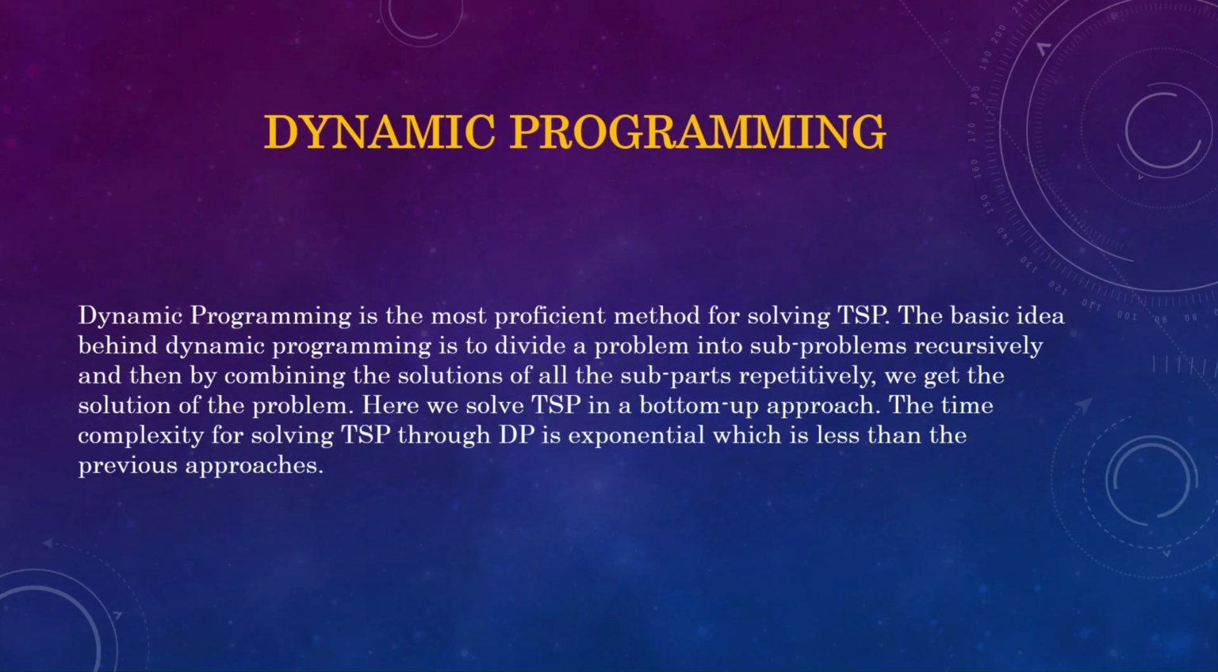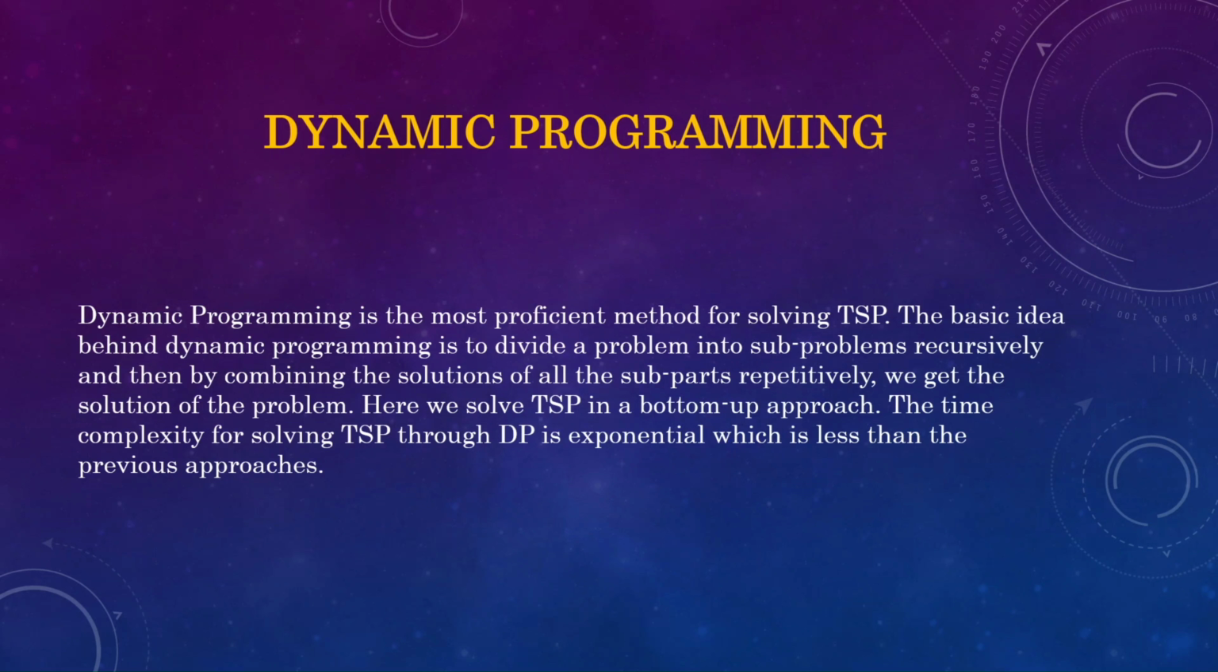The third and last approach for our project is the use of dynamic programming. It is the most effective approach to resolve the traveling salesman problem. The fundamental principle behind it is to break a problem into smaller ones using recursive division, and then, by repeatedly combining the answers to all of the smaller pieces, we arrive at the overall solution. Here, we use a bottom-up method to solve TSP. In comparison to earlier methods, the time complexity for solving the traveling salesman problem with dynamic programming is exponential, which is still better than the previous approaches.